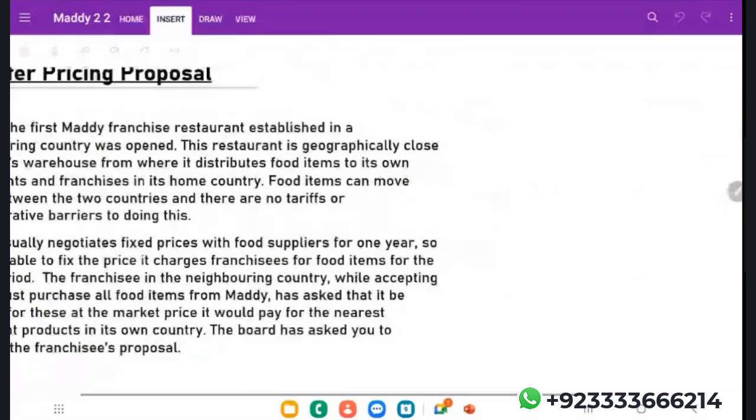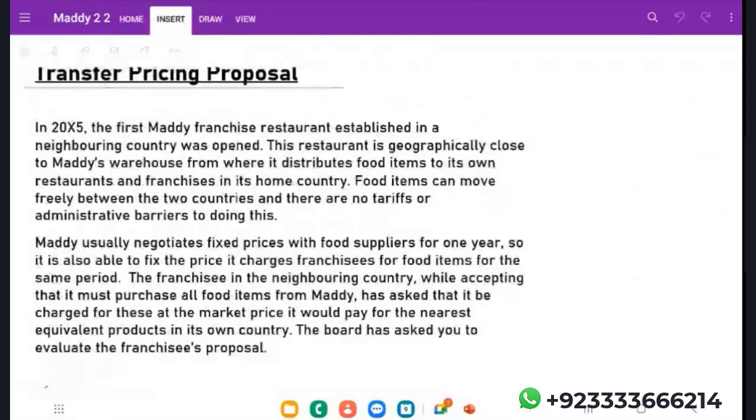So the question says, in 2005, this is the C part. I'm not doing D part because that's an easier version. So in case we get time, we will do that.